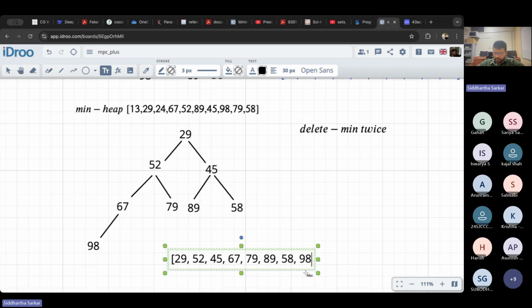Krishna, 29, 52 is 45. Yeah, all right, fine. You're right. Mukesh is saying not necessarily. I don't know what is the context. I missed it. Then we may have different answers. I think arbitrarily one could choose if there is no convention.